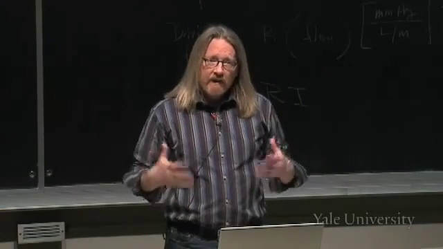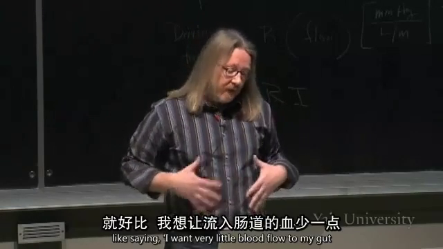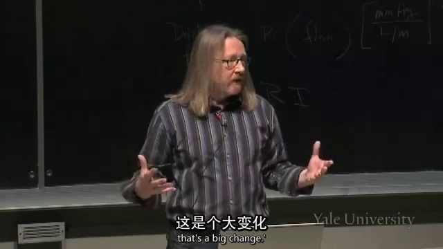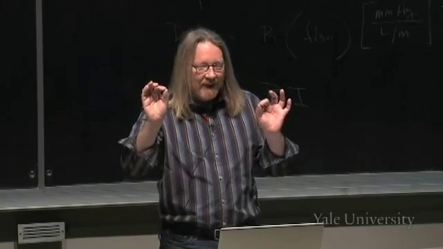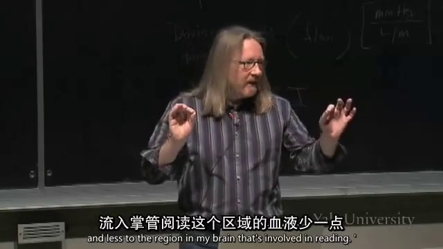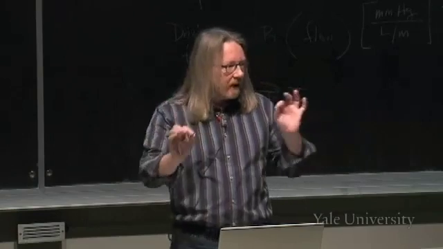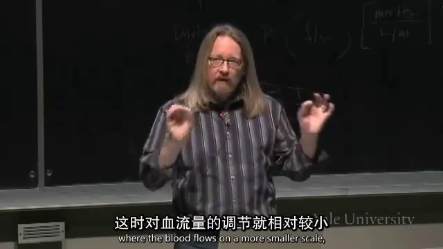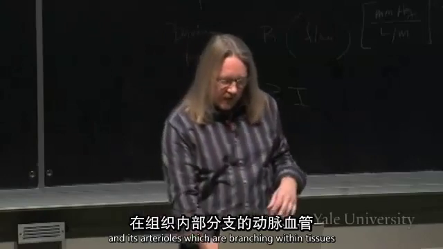And that makes sense, because sometimes you're not making big movements in blood flow, like saying I want very little blood flow to my gut and a lot of blood flow to my muscle. That's a big change. You're making smaller changes within a tissue, like I want more blood to go to the region of my brain that's involved in talking, and less to the region of my brain that's involved in reading. Right? When you're talking versus reading. You want to regulate where the blood flows on a smaller scale, on the scale of a tissue. And it's arterioles, which are branching within tissues, that have the capacity to do that.